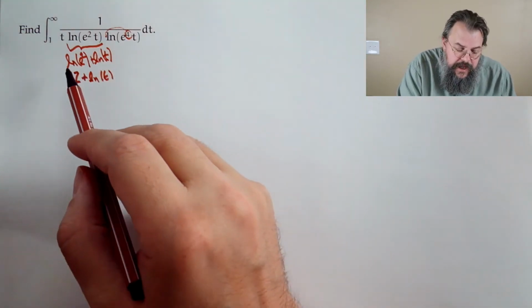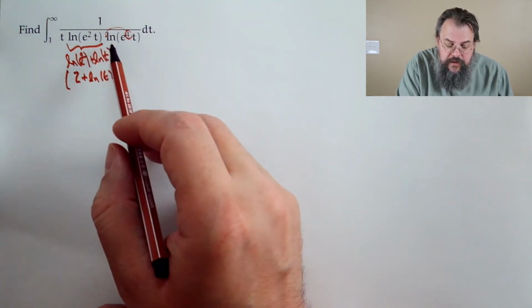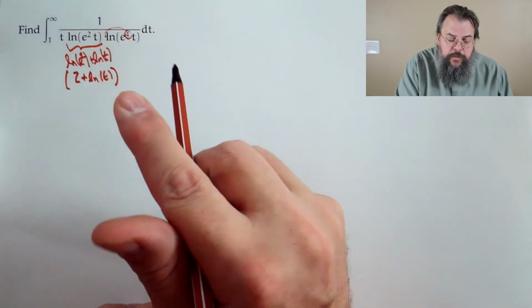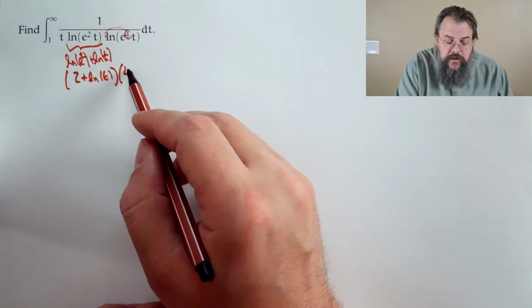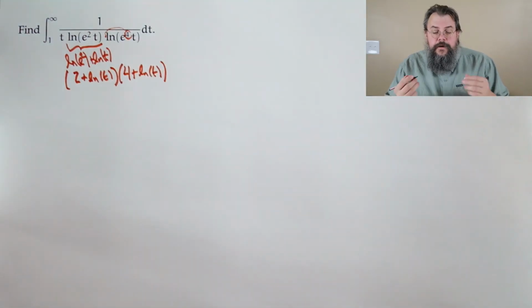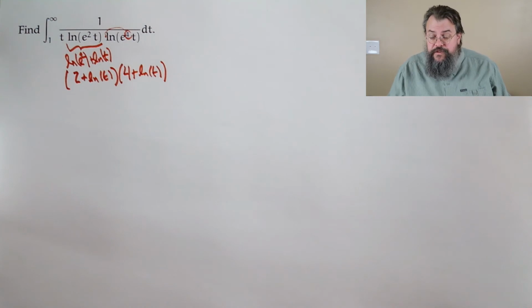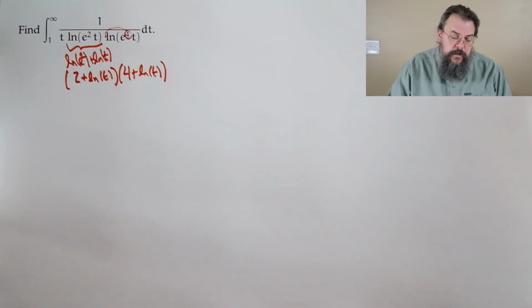So that says that this part becomes 2 plus log t. Same process, right? Break it by addition, bring the 4 down. The other part becomes 4 plus log t. All right, well, okay. That certainly looks nicer, but is it an improvement? Well, let's see where we're at.